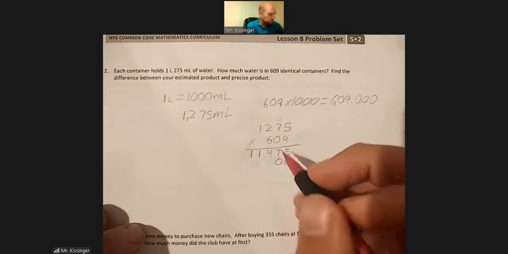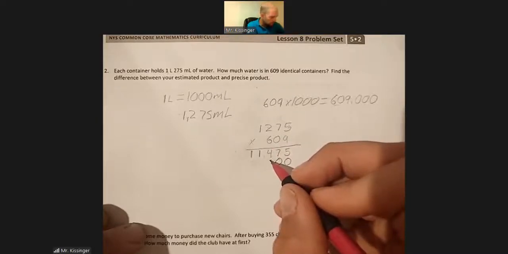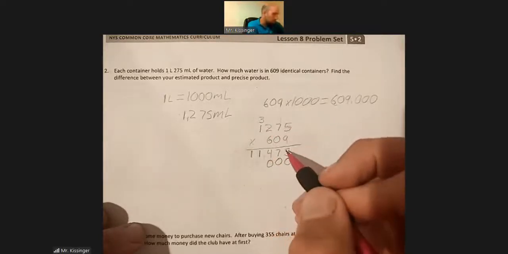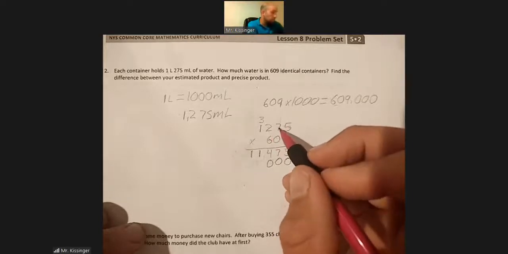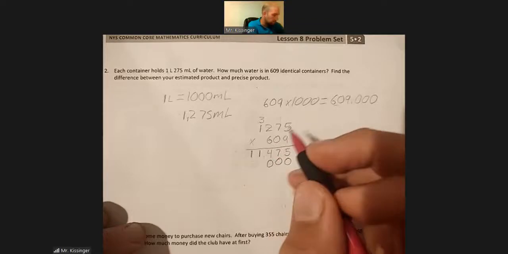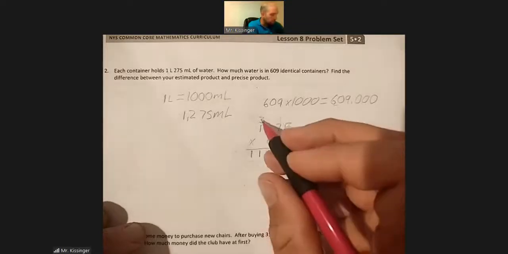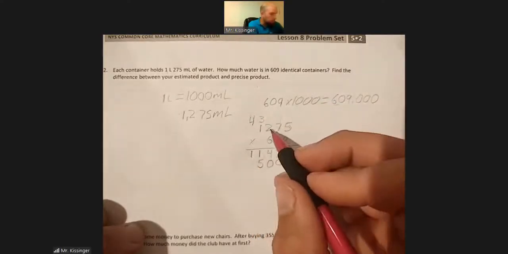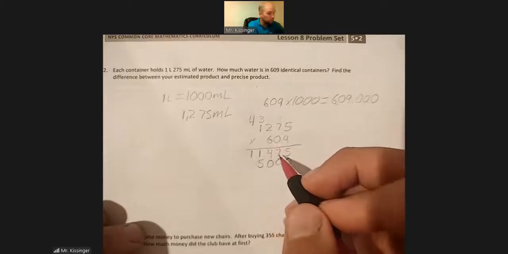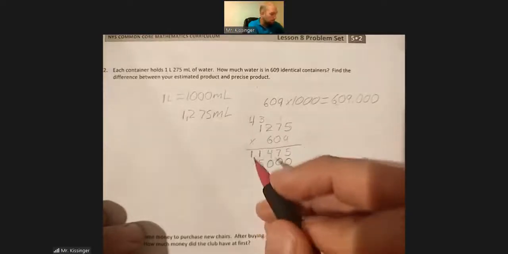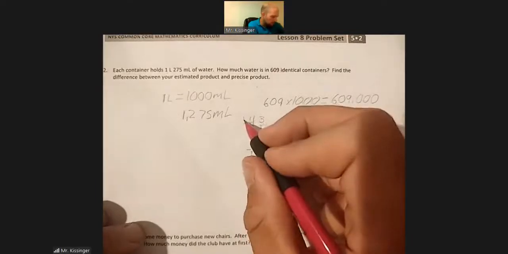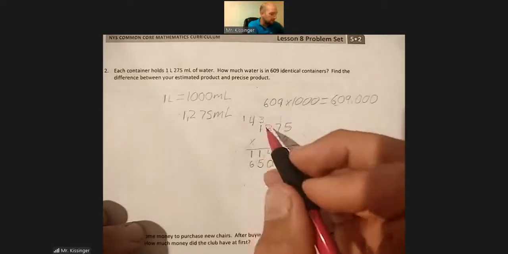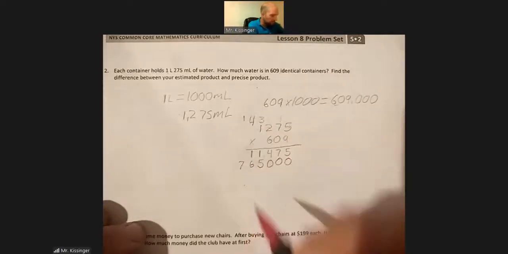5 times 6 is 30. 7 times 6 is 42. Plus 3 is 45. 2 times 6 is 12. Plus 4 is 16. And then 1 times 6 is 6. Plus 1 is 7.